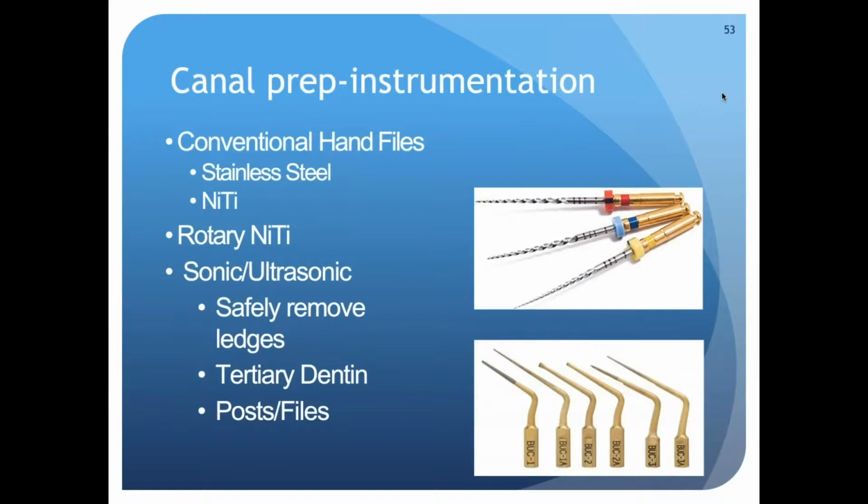So I'm not going to talk a lot about specific instrumentation because there's so many systems out there. I just want to talk about some of the basics. So, we have our conventional hand files, which can either be stainless steel or nickel titanium. Our rotary nickel titanium, which I think most people are using. Also our sonics and ultrasonics. These are really, really great for removing dentin ledges, that tertiary dentin if you're looking for a canal like MB2, applying energy to a post or a file to get it to come out. These can cut safe-sided. They can be used to smooth your orifice and make things a little bit cleaner. So this is a really great tool.